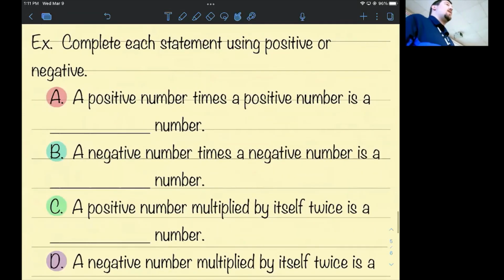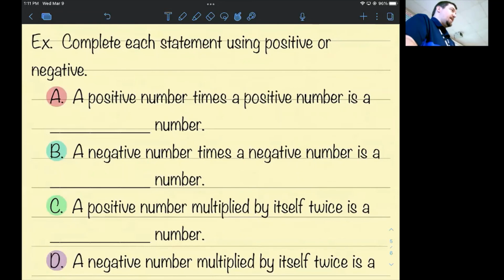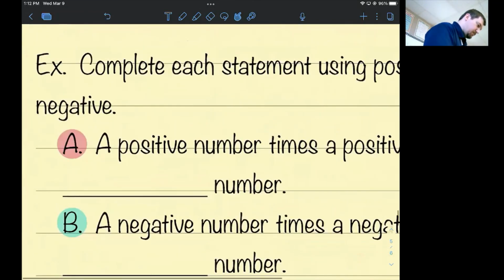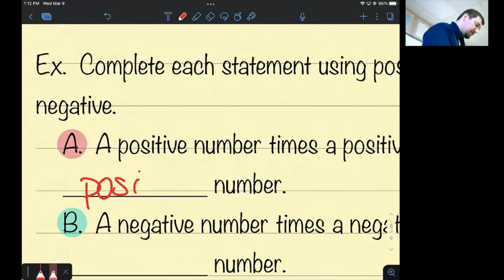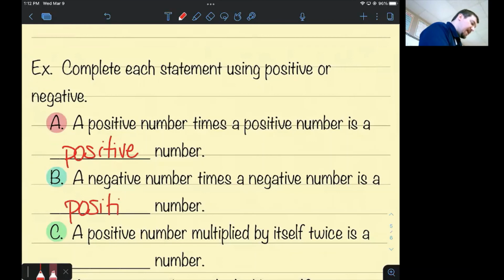So now that we've talked about square roots, squares, and cube roots and cubes, let's answer some of these questions by completing each statement with positive or negative. A positive number times a positive number is a blank number. Dawson, it's a positive number. A positive times a positive is a positive number. How about a negative number times a negative number, Sky? Positive.